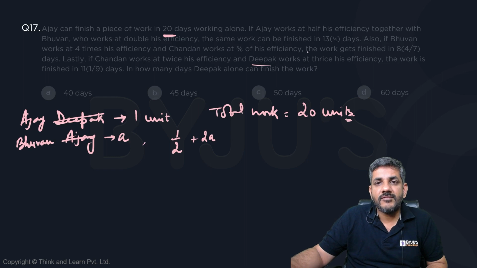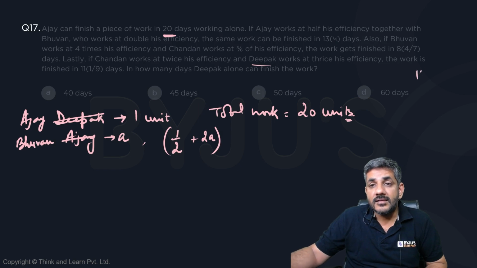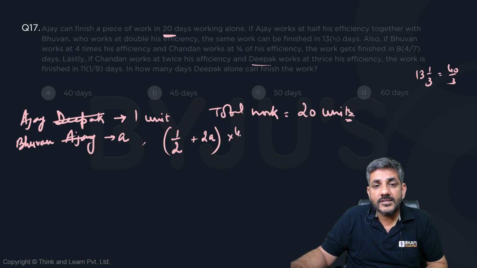They can finish the same work in 13 and 1 by 3 days. So together they can do the job in 13 and 1 by 3. What is 13 and 1 by 3? 13 and 1 by 3 is 40 by 3. They can complete the job in 40 by 3 days. And what is the job? It is to make 20 units. So 20 will cancel out 40 at 2. And from here, what do I get?